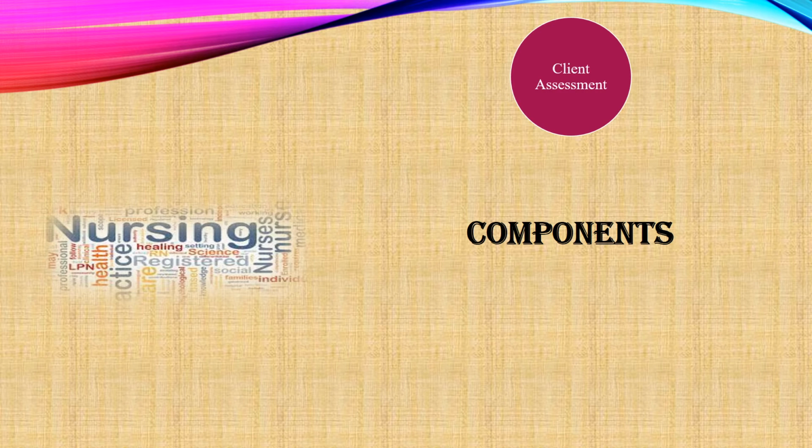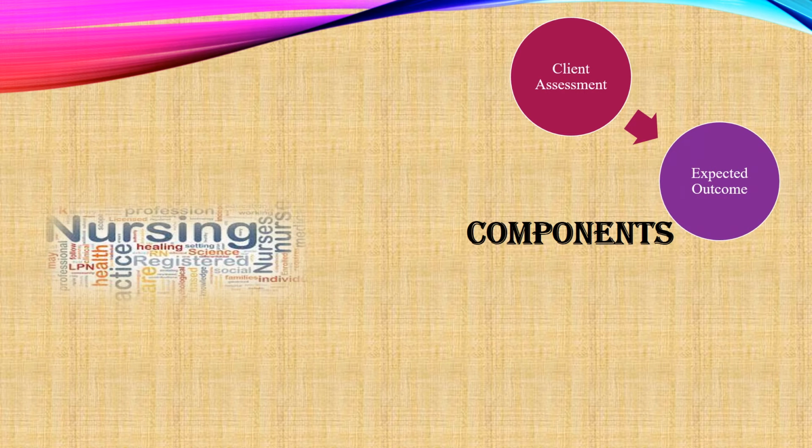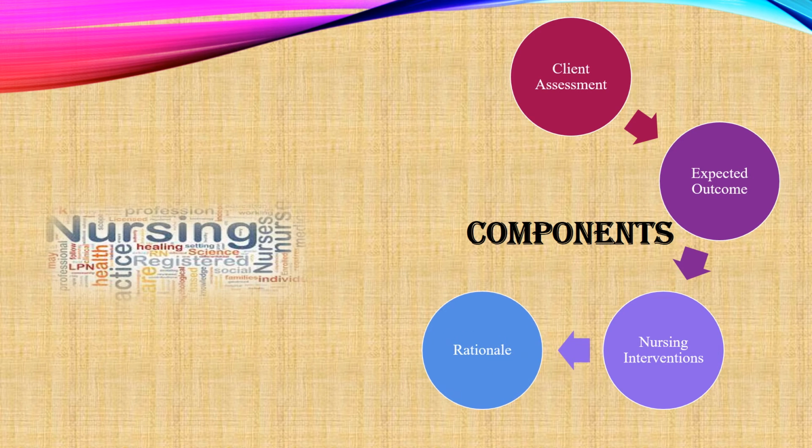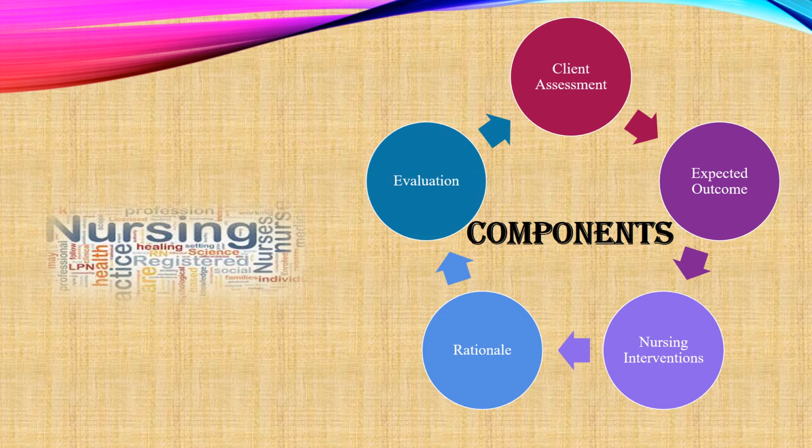The second component is the expected client outcomes are outlined. These may be long or short term. Number three is nursing interventions which are documented in the care plan. Number four, the rationales for the interventions in order to be evidence based care. Number five, definitely evaluation, and this documents the outcome of nursing interventions. These are the five components of a nursing care plan.